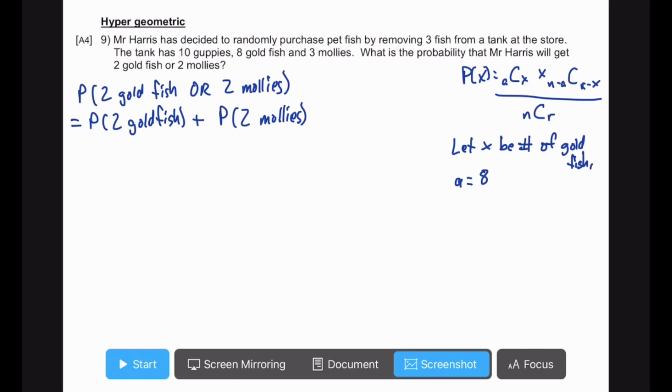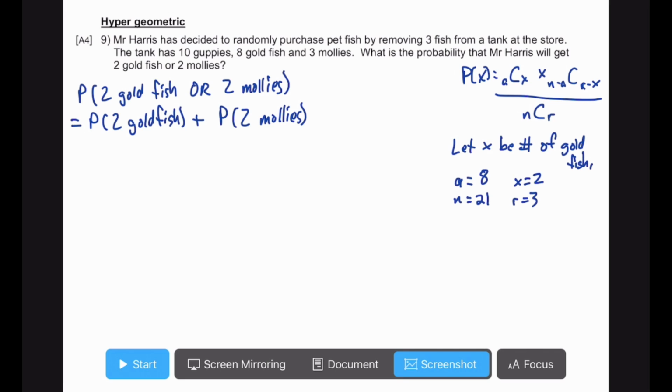How many are we choosing? Well, it says that we're finding the probability of finding 2. So our number of success is going to be equal to 2. N is the total number of items in the population. So in the tank, we have 10 guppies plus 8 goldfish plus 3 mollies, so 21. And finally, R is how many trials we're performing. And it says we're removing 3 fish from a tank. So how many trials are we going to perform? We're going to perform 3.